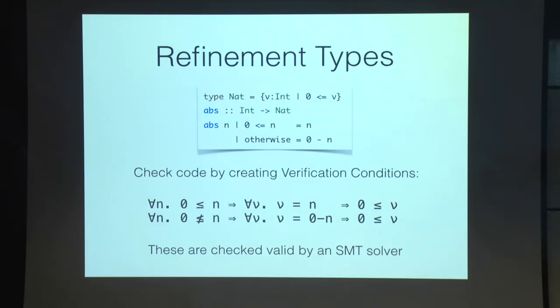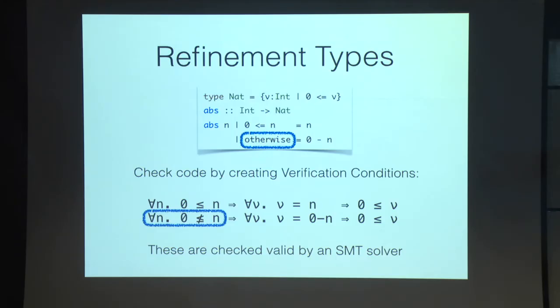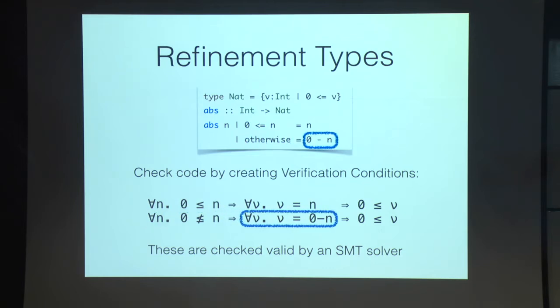Here is the code for the absolute value function written in Haskell. And so it takes in an arbitrary integer and returns a natural number. And we can check that the code meets the specification by creating a verification condition. So for example, this second line corresponds to the otherwise case. So when n is negative, it must be the case that 0 minus n is an acceptable nat return value. And once we have these verification conditions, we can check that they're valid using an SMT solver, which will show that the code is safe.